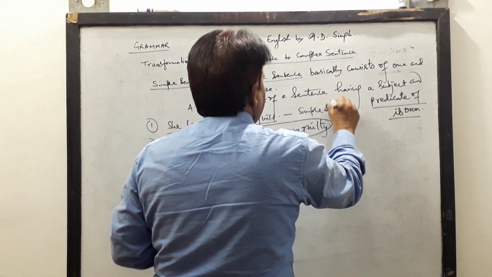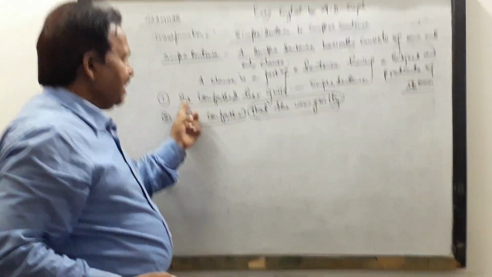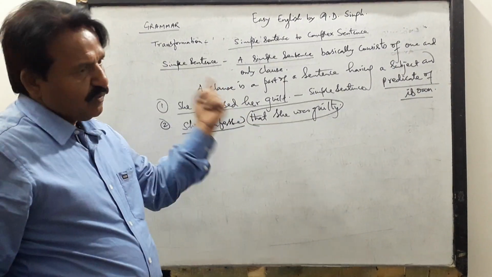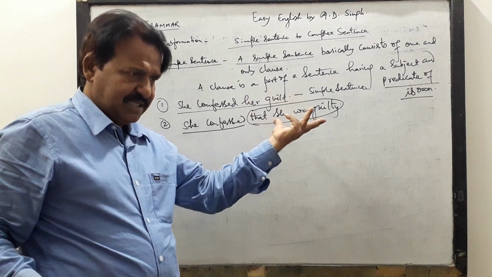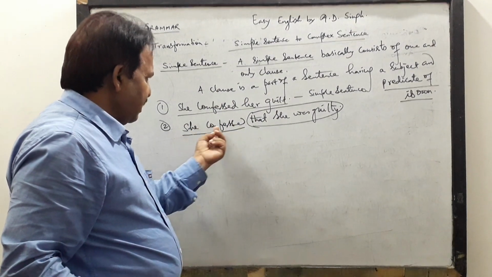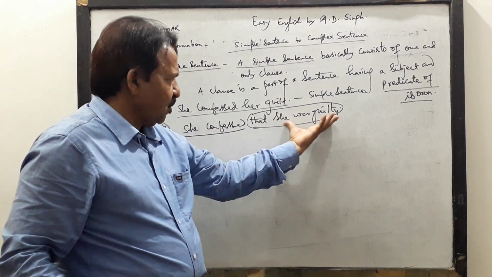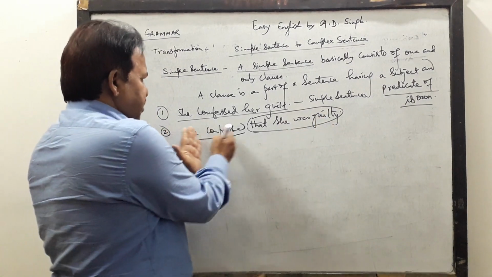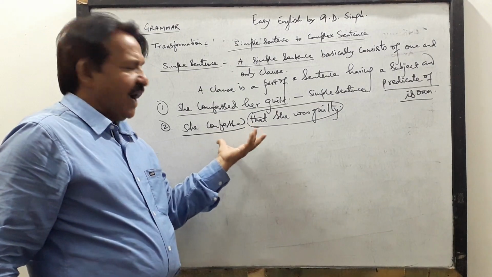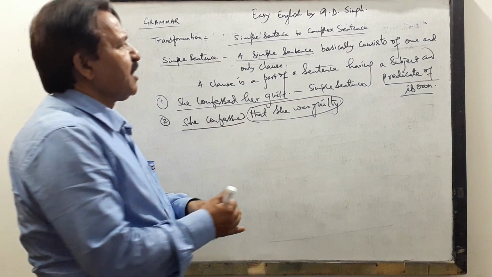Ask why, sir? See, in the first one, we have only one subject, she, and only one main verb, confessed. If we have only one subject and one verb in a sentence, it is a simple sentence. But here we have two subjects and two verbs: she confessed, and she was guilty. So there are two clauses. One is she confessed. The second clause is that she was guilty. So here we find the main clause, the principal clause, and a subordinate clause. And therefore it is a complex sentence.